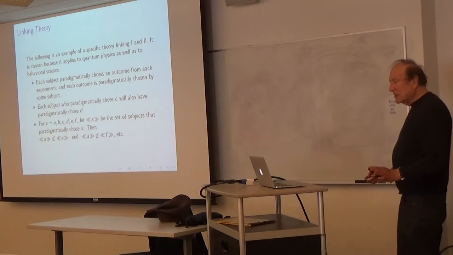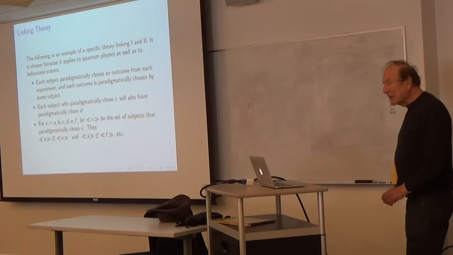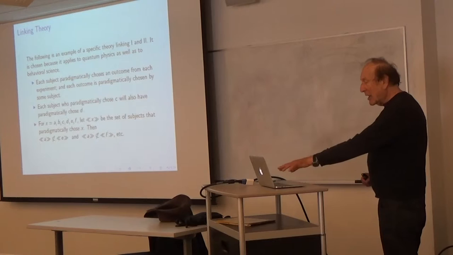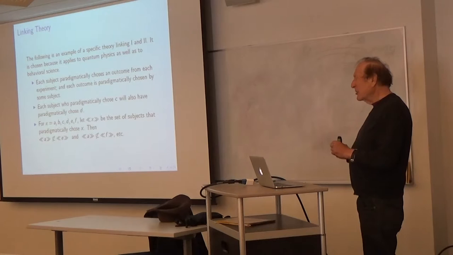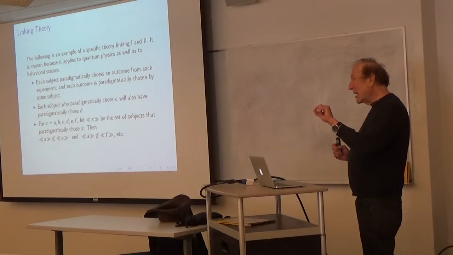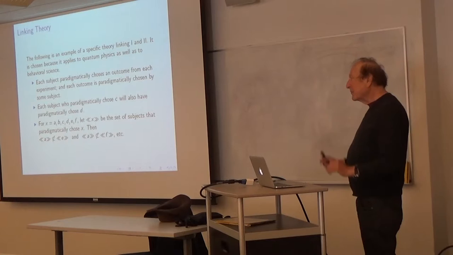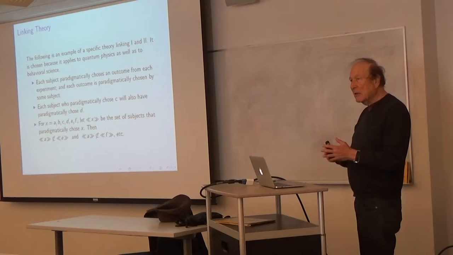And this is it. If X is one of our items, then this double bracket X is the set of subjects that paradigmatically chose X. And what happens is for items A and E and A and F, etc., one is not a subset of another, which means that what I'm assuming is, if some subject in experiment 1 chose A, then he has to choose E or F. If he chose E, then there's another subject who chose A who would choose F. And this is to make this linking theory and everything I'm going to get correspond to a quantum experiment.